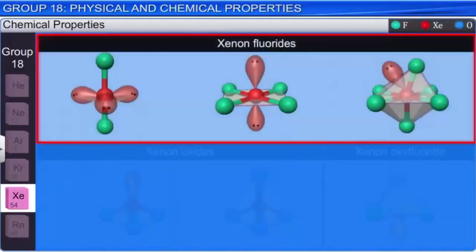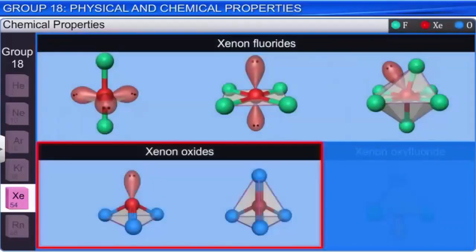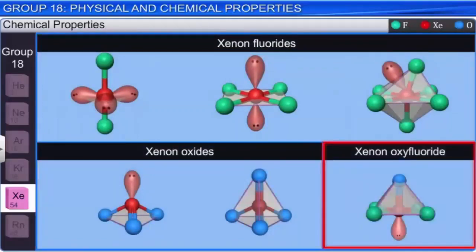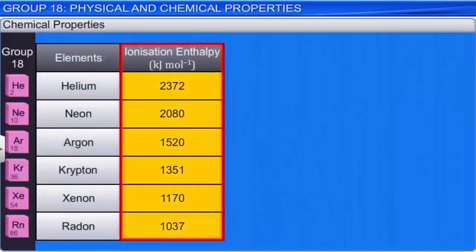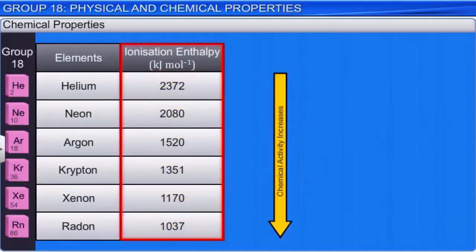Later, many compounds of xenon were synthesized, including fluorides, oxides, and oxyfluorides. The data in the table for ionization enthalpy here shows that the chemical activity of group 18 elements increases with the decrease in the ionization enthalpy on descending the group.